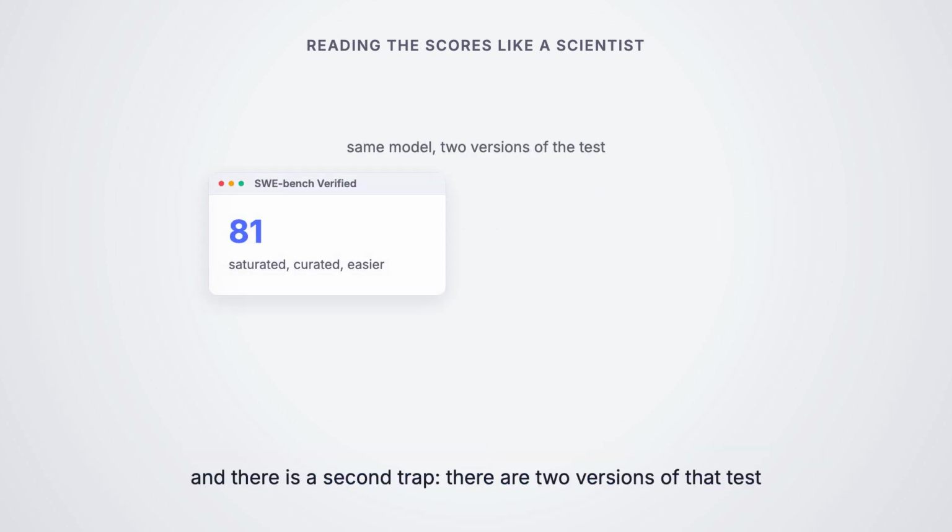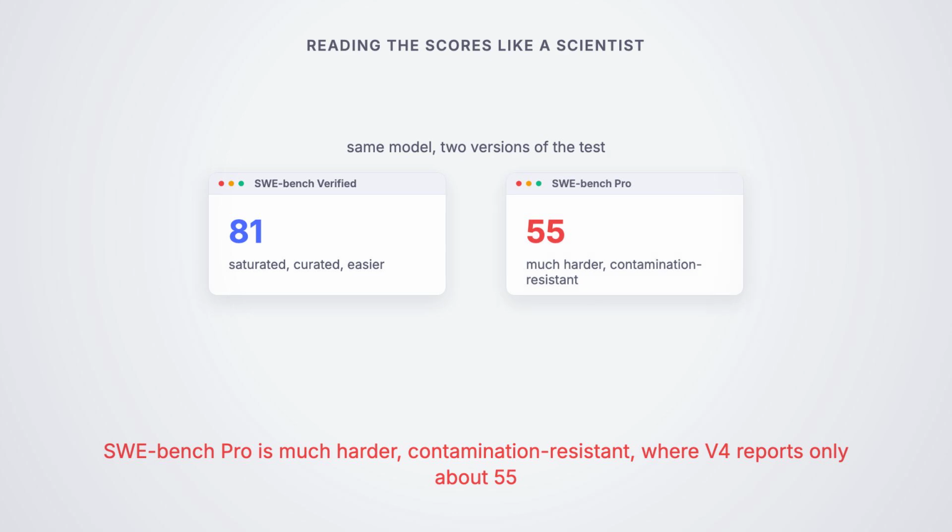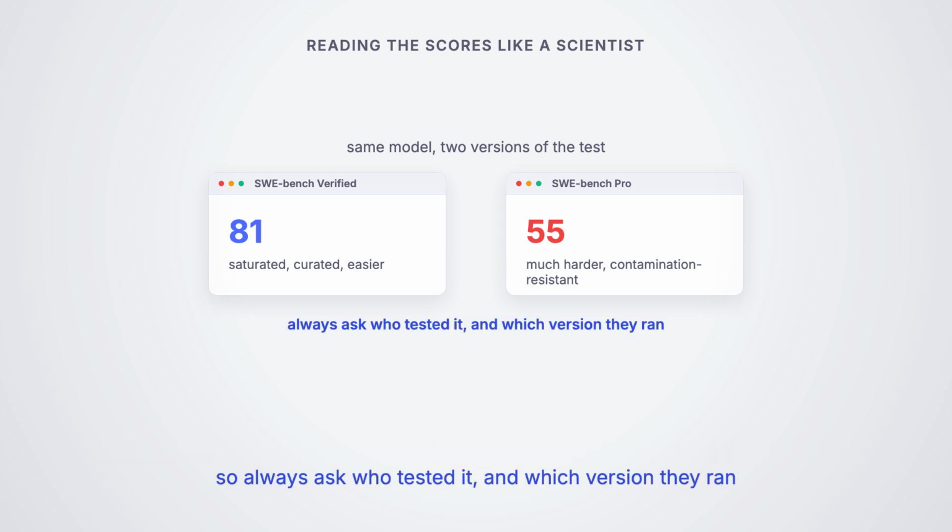SWE-bench Verified is a curated few-hundred-task set that is saturated, where most frontier models clear around 70% and V4 reports 81%. SWE-bench Pro is a much harder, contamination-resistant set, where V4 reports only about 55%. Same model, 81 on one, 55 on the other, because the test is harder. So always ask who tested it and which version they ran.